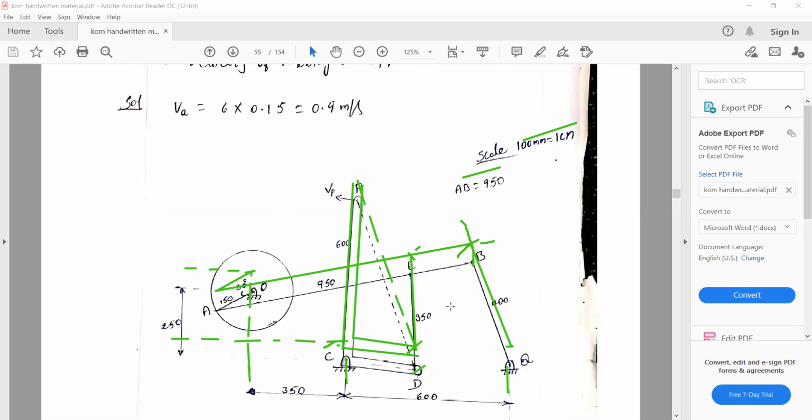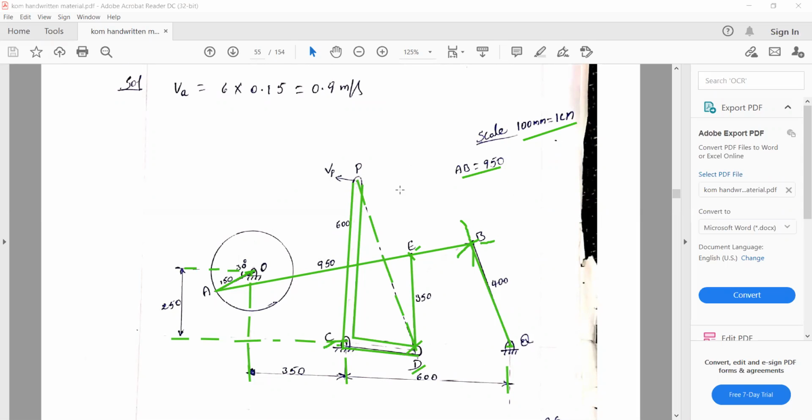Now we are going to find the velocity vector diagram. Before drawing the velocity vector diagram, first we have to identify the velocity of the crank. That is VA equals omega times R. Omega is 6, and the OA link is 0.15 meter, so VA is 0.9 meter per second. That is the only known value.